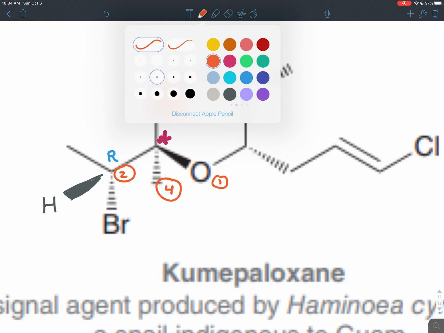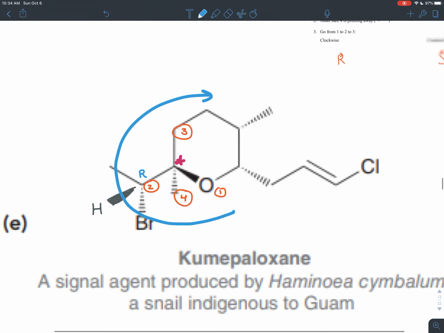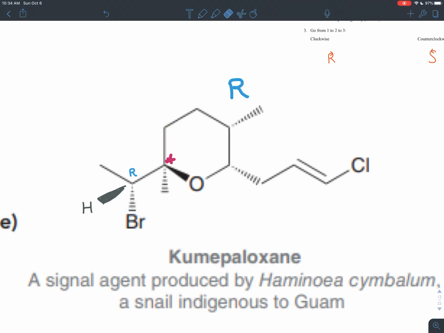So that's the first step, assigning priorities based on atomic number. The second step is making sure that 4 is going away. And here, thankfully, it is. That's the easiest case scenario. So if 4 is going away, go from 1 to 2 to 3. Here we're going clockwise, so this is an R configuration. You can remember that because as you go from the top of an R to the bottom, you go clockwise. And so the handedness for this chiral center is R.